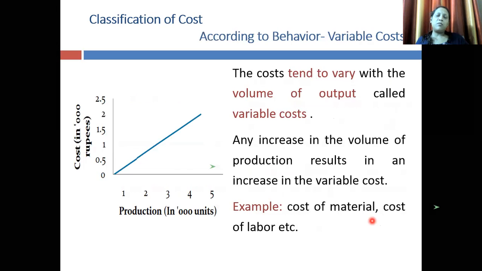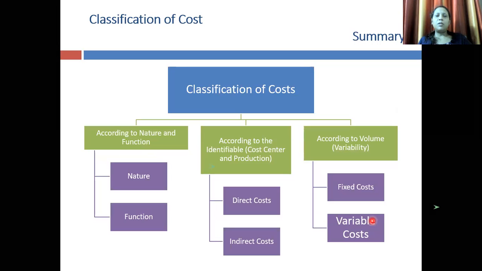And variable cost we can explain in this way. The cost that tends to vary with the volume of output is called variable cost. Any increase in the volume of production results in an increase in the variable cost. Examples are cost of material, cost of labor, etc. So this is the summary classification of cost according to nature and function. First one is nature, then function. Second category is according to identifiable, that consists of direct cost and indirect cost. Third category is according to volume, that consists of fixed costs and variable cost.